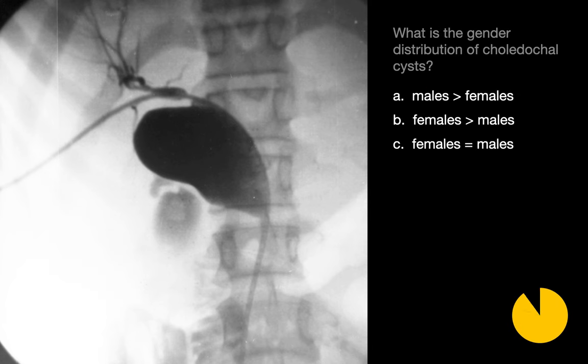What's the gender distribution? So choledochal cysts occur in women about three times more often than in men. Over 90% of patients have some sort of anomalous pancreaticobiliary junction.